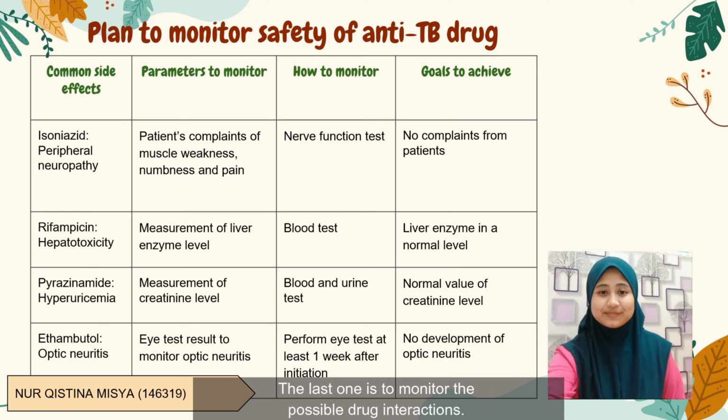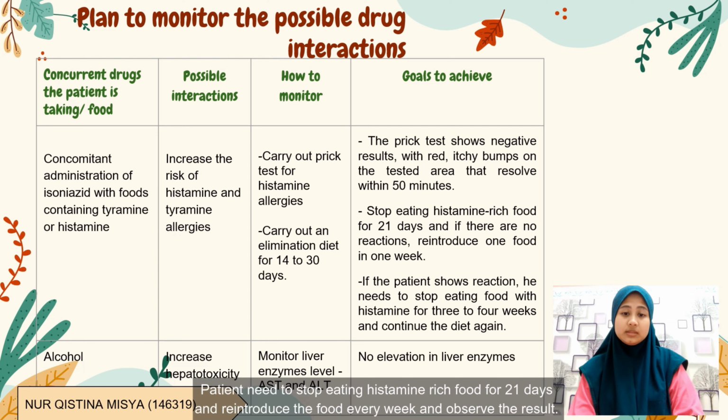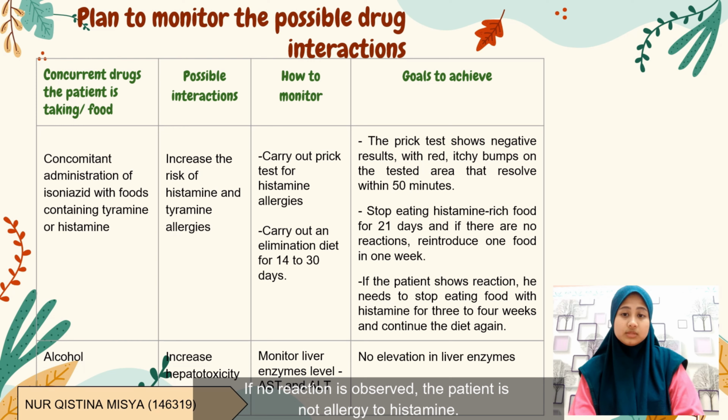If the patient consumes isoniazid with food that contains histamine or tyramine, it will increase the risk of histamine and tyramine allergies. However, we can monitor by carrying out quick tests for histamine allergies. If it shows negative results, the patient can continue the medications. Besides, we also can carry out an elimination diet for 14 to 30 days. The patient needs to stop eating histamine-rich food for 21 days and reintroduce the food every week and observe the results. If no reaction is observed, the patient is not allergic to histamine.